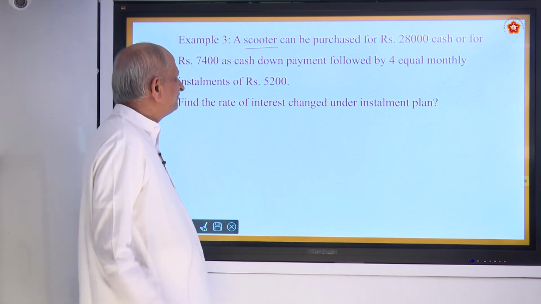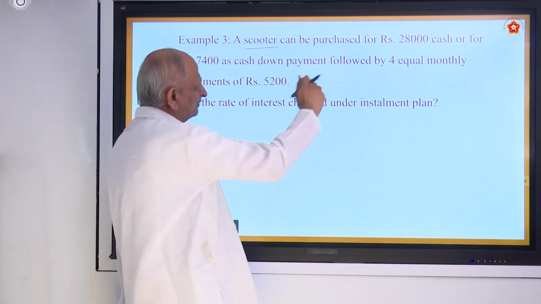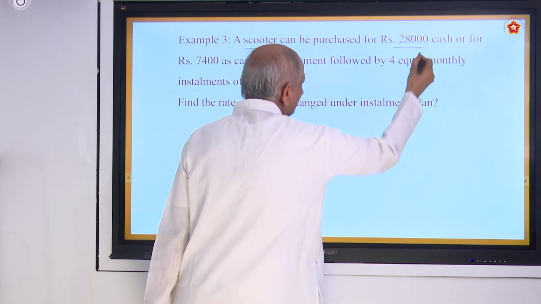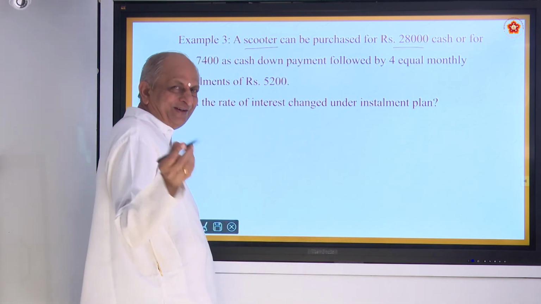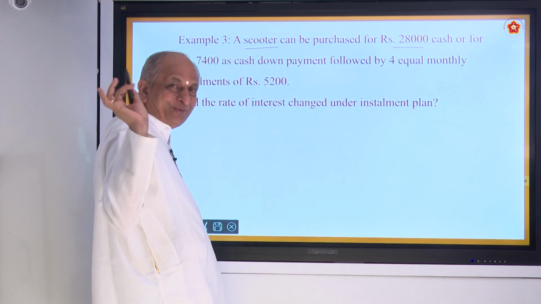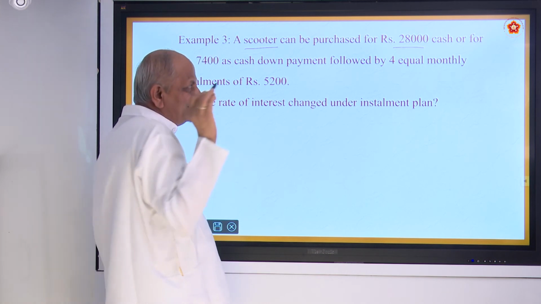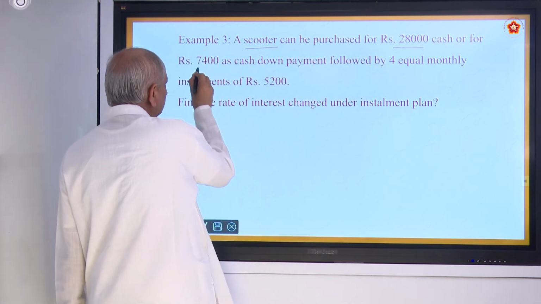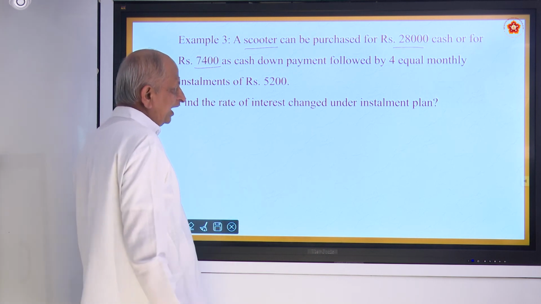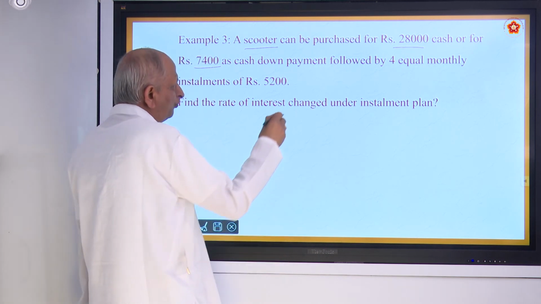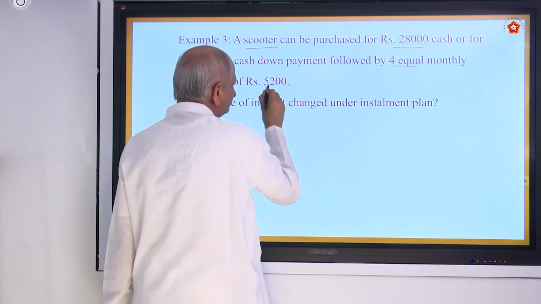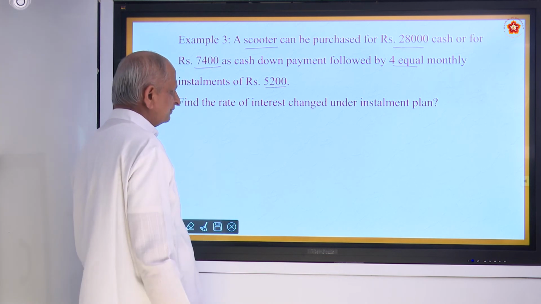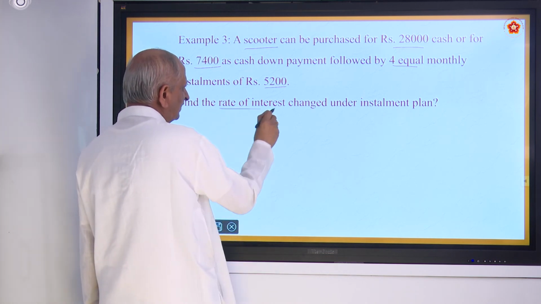So anyway, here is a scooter. It can be purchased for rupees 28,000. Now it is not available. Please note, the present rate is more than 50,000. In those days it was 28,000 cash, or 7,400 as cash down, followed by 4 installments of 5,200. What is the rate of interest? They are asking.